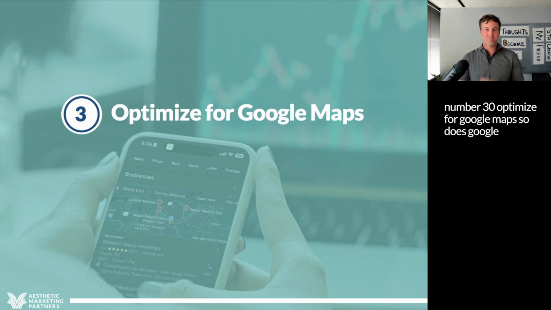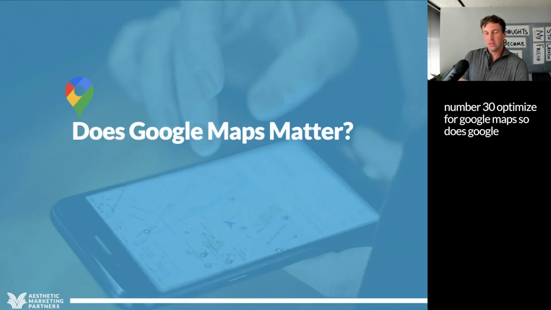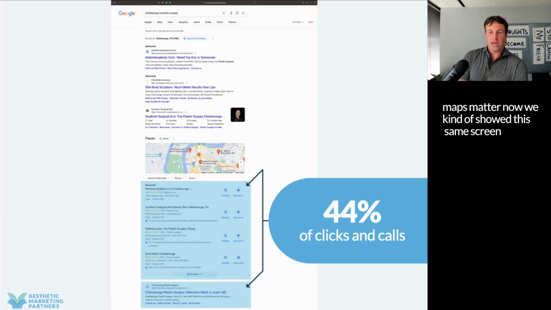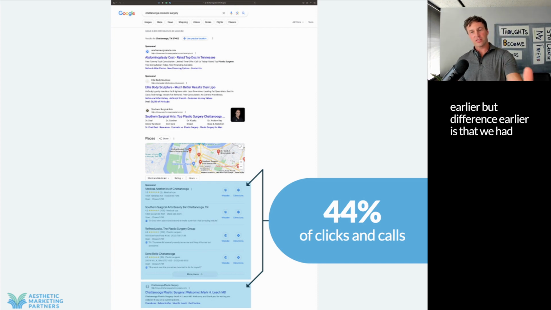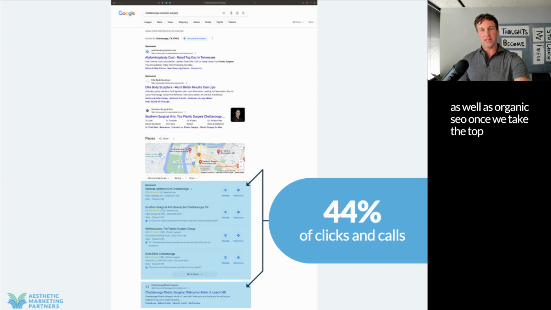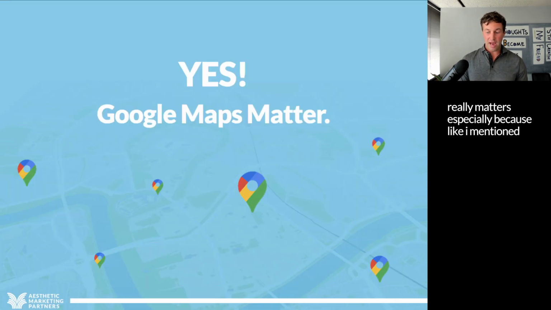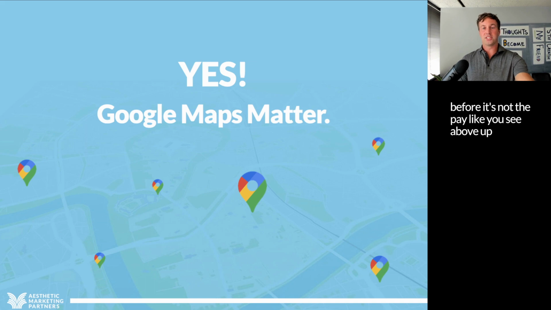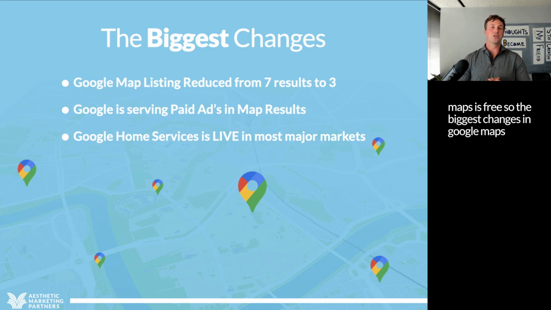Number 3, optimize for Google Maps. So does Google Maps matter? We showed this same screen earlier, but earlier we had 71% of all clicks and calls coming from Google Maps as well as organic SEO. Once we take the top organic SEO out of it, 44% of clicks and calls come from the Google Maps area. So yes, Google Maps really matters, especially because it's not the paid content you see up here with the sponsored results, where they're actually paying for that click to be there. Google Maps is free.